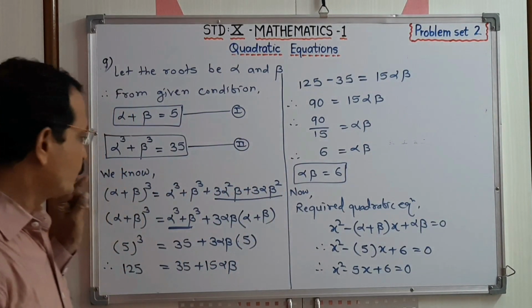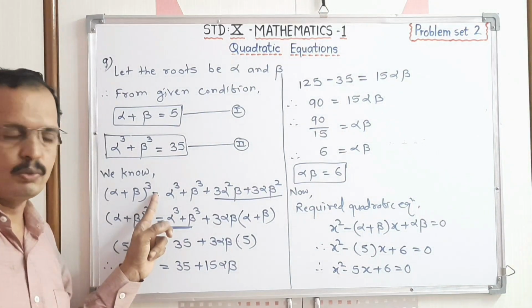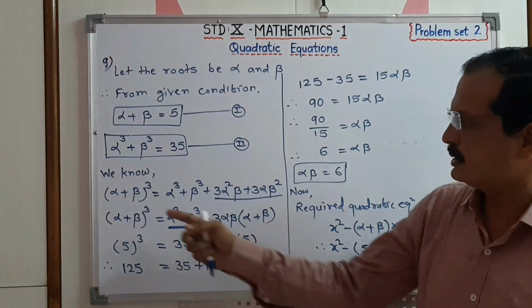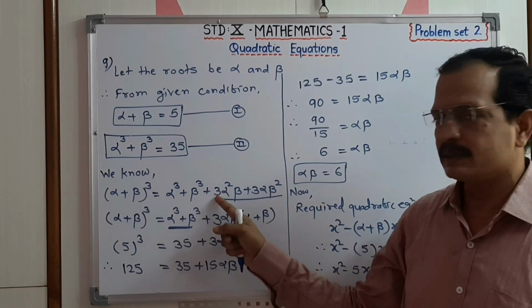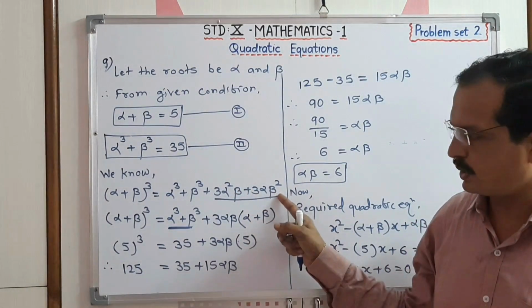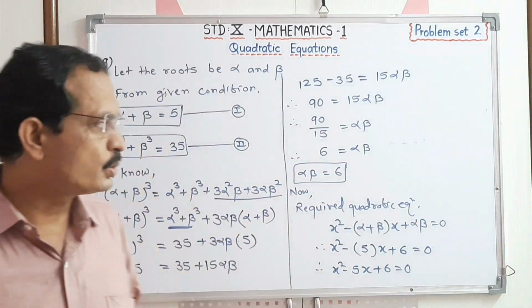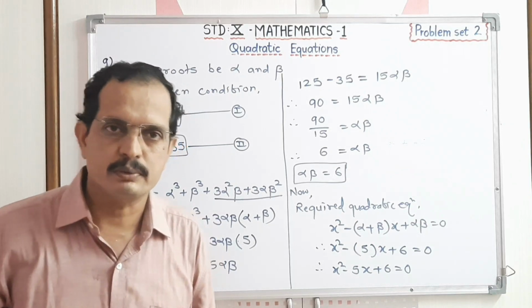Dear student, the most important part is that you must know this expansion formula. We have already learned it in standard 8, so you have to revise it. Alpha plus beta cube is equal to alpha cube plus beta cube plus 3 alpha square beta plus 3 alpha beta square. I think everyone understood this. Go through this sum again and write it in your notebook.